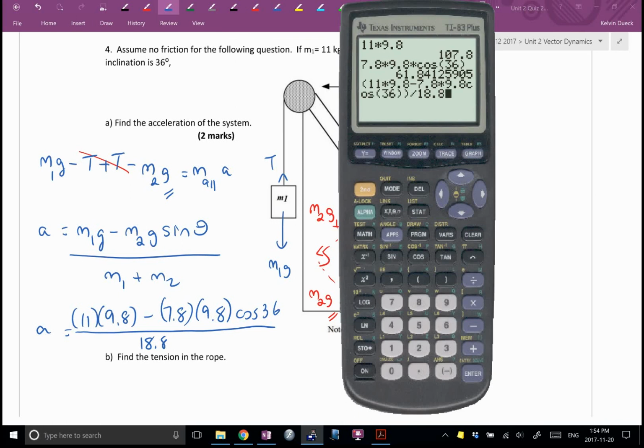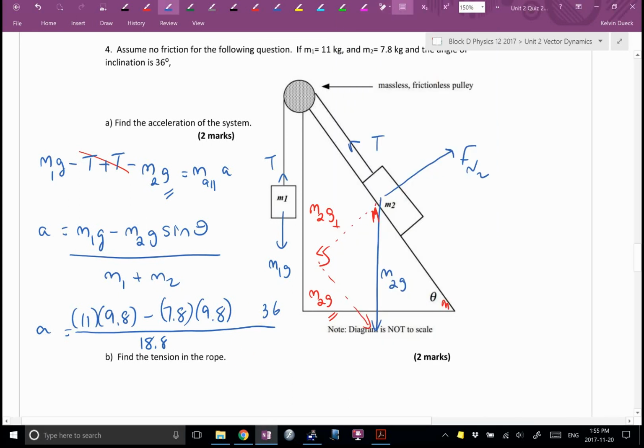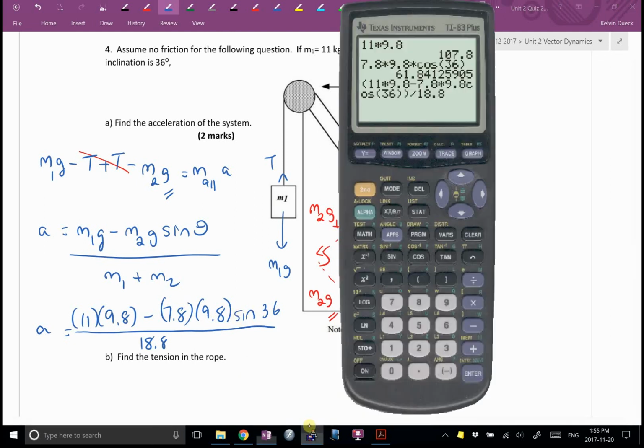Double check. Mg minus Mg parallel. Parallel, Mr. Dewick. Why am I going cos all of a sudden here? That was silly. It's sine, Mr. Dewick. You even wrote sine up there. Let's fix that. Sine. Wow, that was strange. Do you get 3.34? And this one does have a built-in error check. It wouldn't be bigger than 9.8.